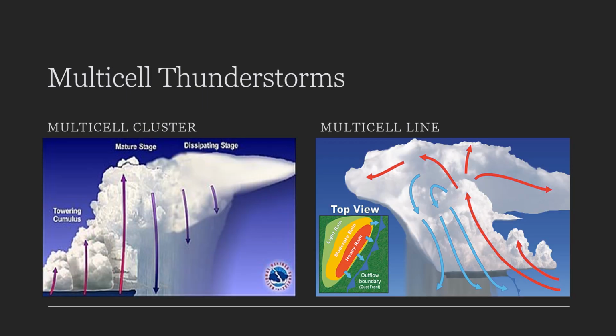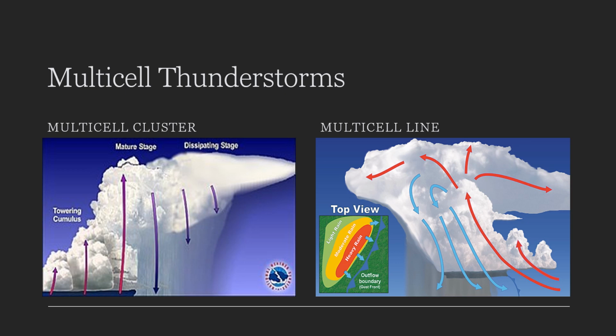The next type is the multicell, which tends to be highly more common than single cell. Multicell thunderstorms are divided into two categories as well: multicell cluster and multicell line thunderstorms. A multicell cluster thunderstorm consists of a cluster of cells at various stages of their life cycle.